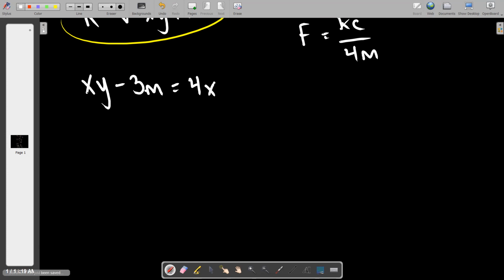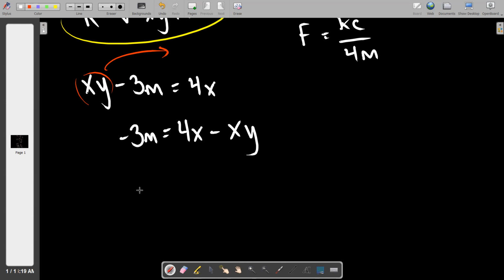It's fine. Honestly, I want my x's to be on the same side. If you're looking for the path of absolute least resistance, you could take this xy and simply move it over here. The goal is to get the x's on the same side. I have a little issue with the negative on the 3, but that's okay. So let's take the one I circled in red and move it over to the right. We're left over here with 4x minus xy, and then we're just left with negative 3m.